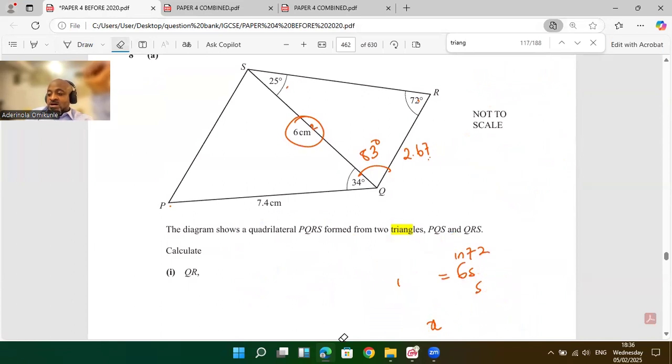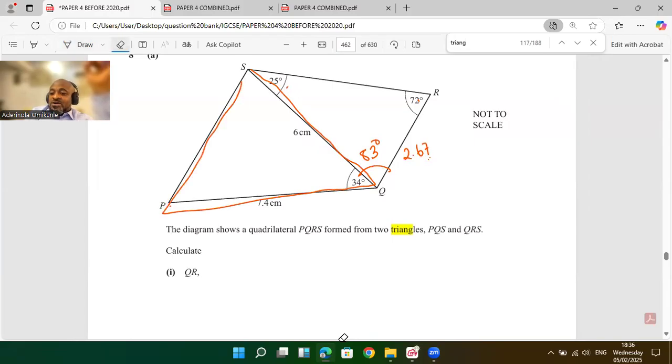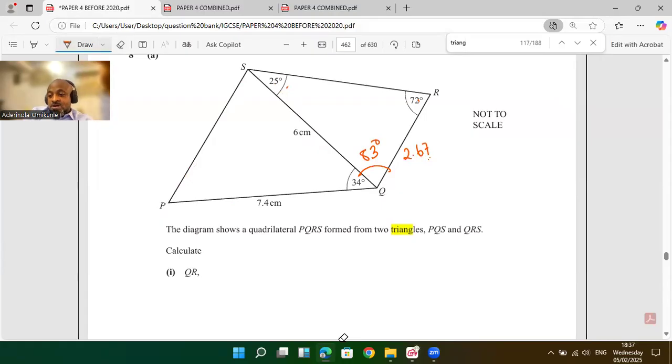Okay. So the next one says find PS. So this is a triangle that contains PS. I'm not going to redraw it because I believe you have the hang of it now. So if you look at it, you ask yourself, are we going to use sine or cosine rule? We have two sides and an included angle. That means the angle is between these two sides. So that automatically means we are using cosine rule, okay? And this is the side that is opposite the angle.